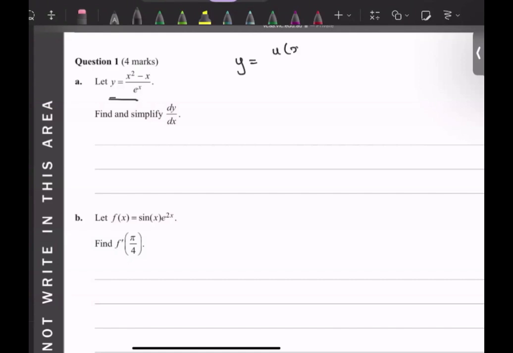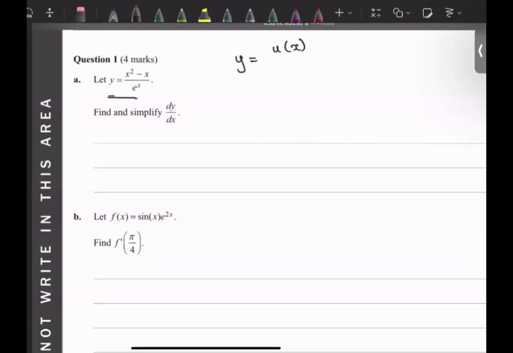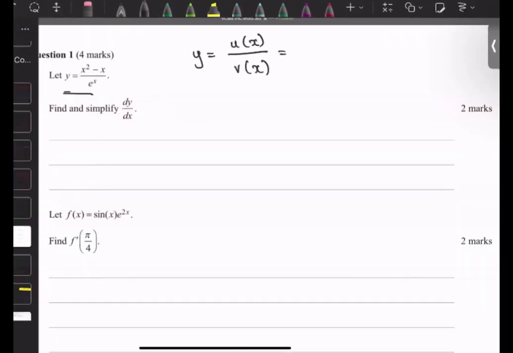The quotient rule says that if I have a function y, which is given by the quotient of two functions u and v, or in other words, u of x divided by v of x, then the rule which can be used to determine the derivative of y, which I'll call y dash, which is the same as dy/dx.